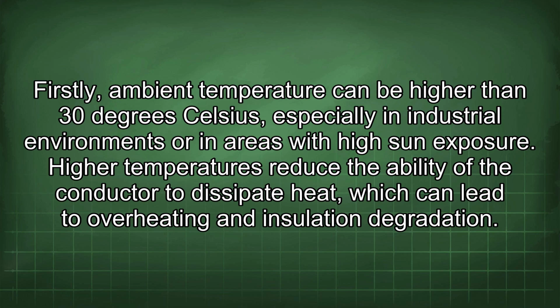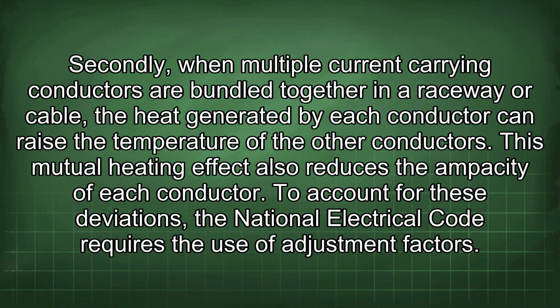Firstly, ambient temperature can be higher than 30 degrees Celsius, especially in industrial environments or in areas with high sun exposure. Higher temperatures reduce the ability of the conductor to dissipate heat, which can lead to overheating and insulation degradation. Secondly, when multiple current-carrying conductors are bundled together in a raceway or cable, the heat generated by each conductor can raise the temperature of the other conductors. This mutual heating effect also reduces the ampacity of each conductor.